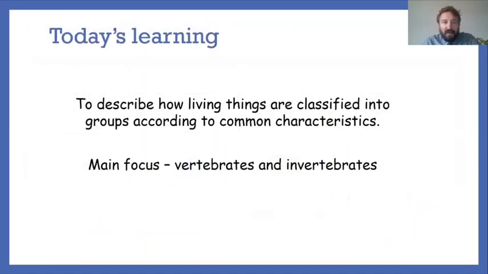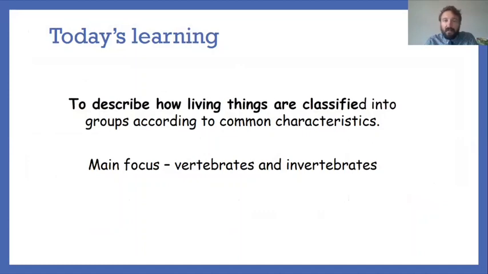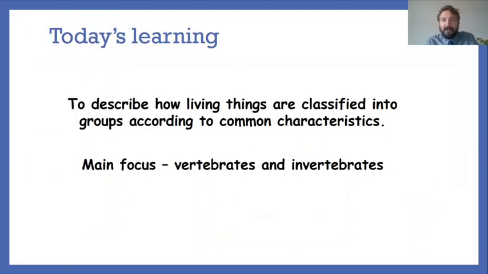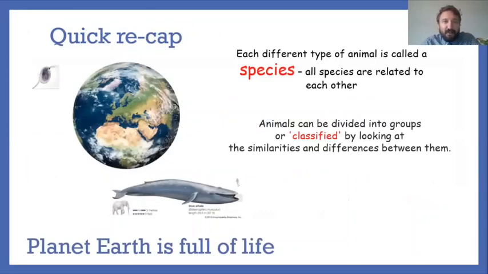So today, as I already have mentioned, we're going to continue to describe how things are classified into groups according to their common characteristics. And 2 of those main common characteristics are animals with vertebrates and invertebrates, so a backbone and not a backbone. Here we go. Always got an animation going on, as you can see. So, quick recap of what we had last time, just to make sure you know what we're talking about.